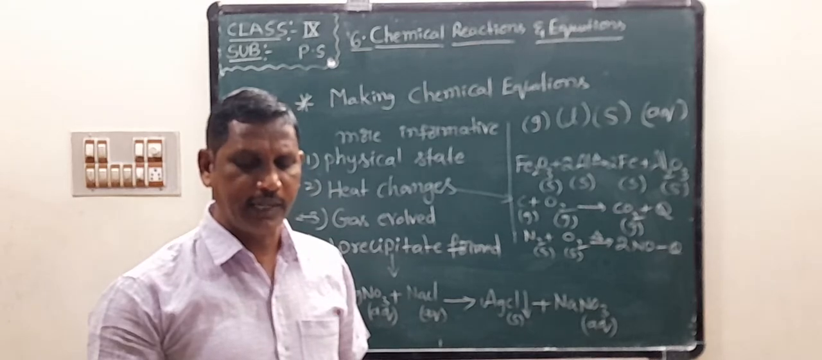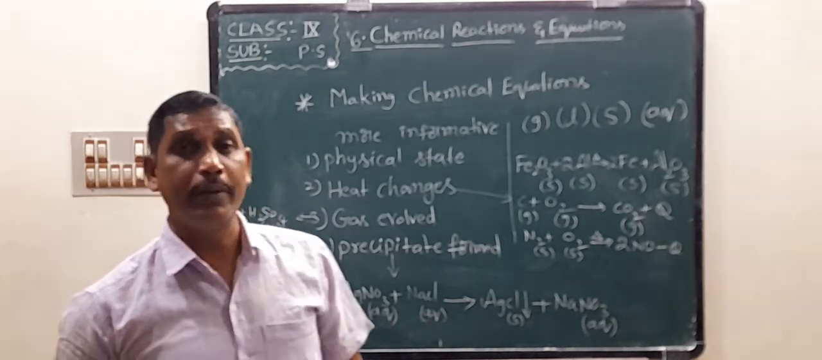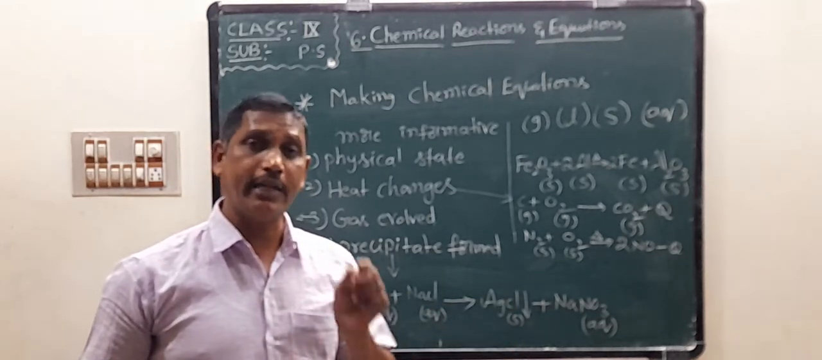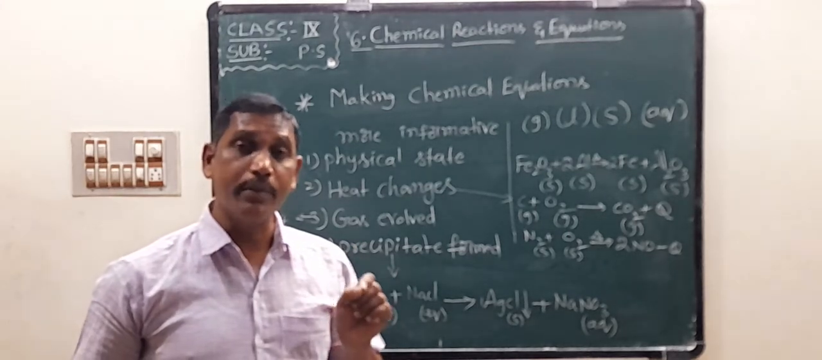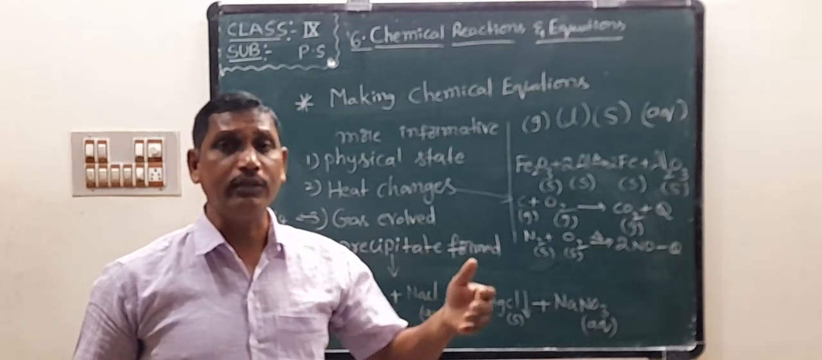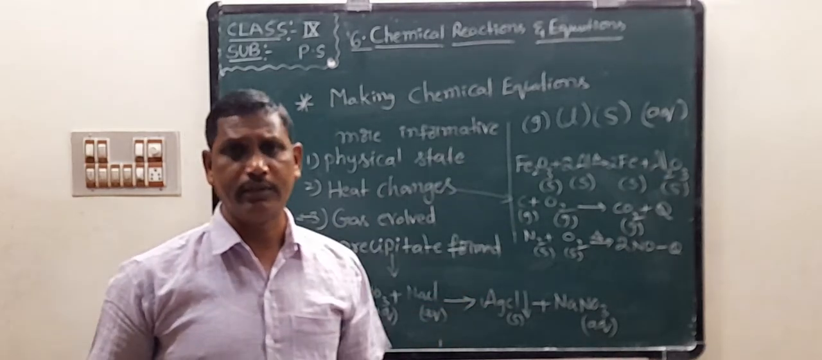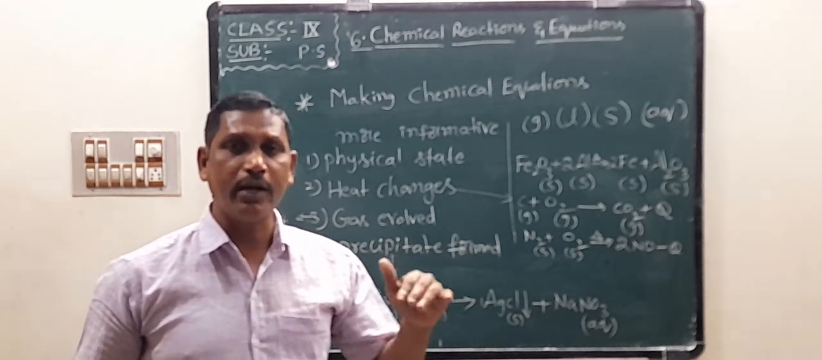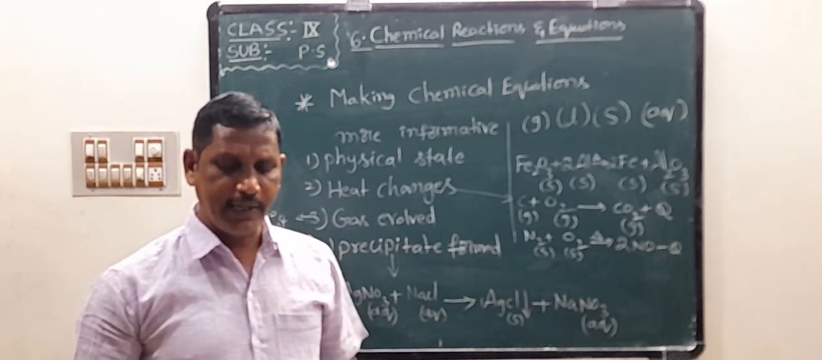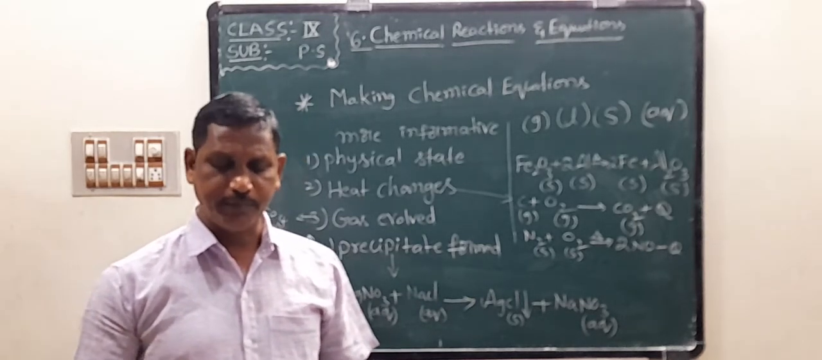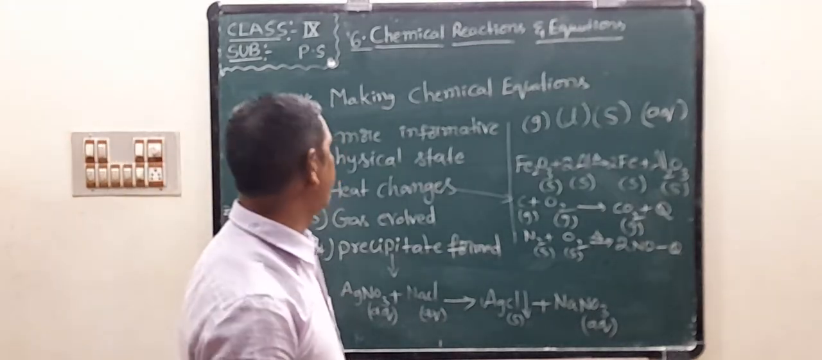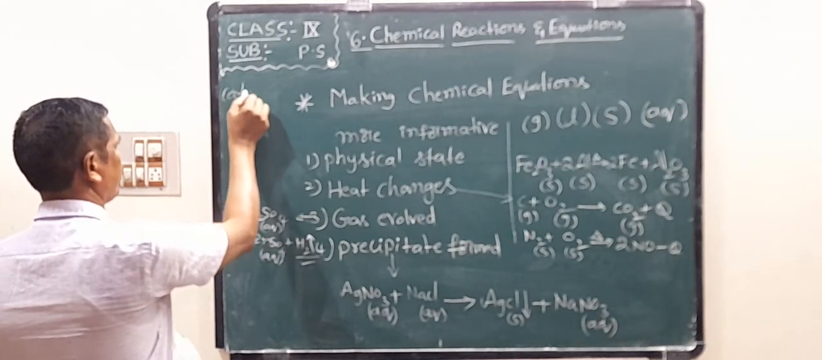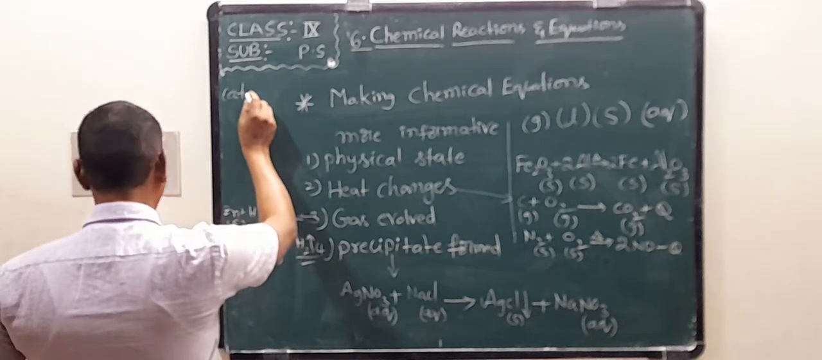Sometimes the reaction conditions such as temperature, pressure, and catalyst also matter. A catalyst is a chemical substance that either increases or decreases the rate of a chemical reaction. These conditions are indicated above or below the arrow in the equation. Another one is the catalyst.